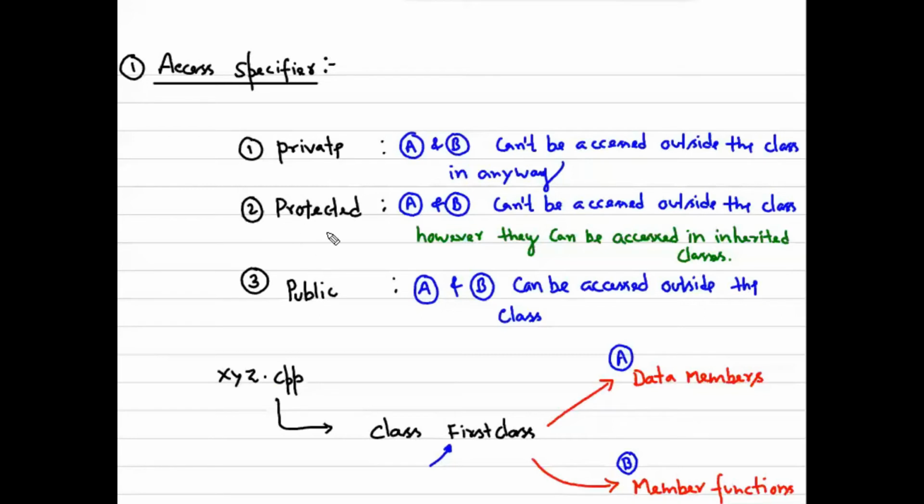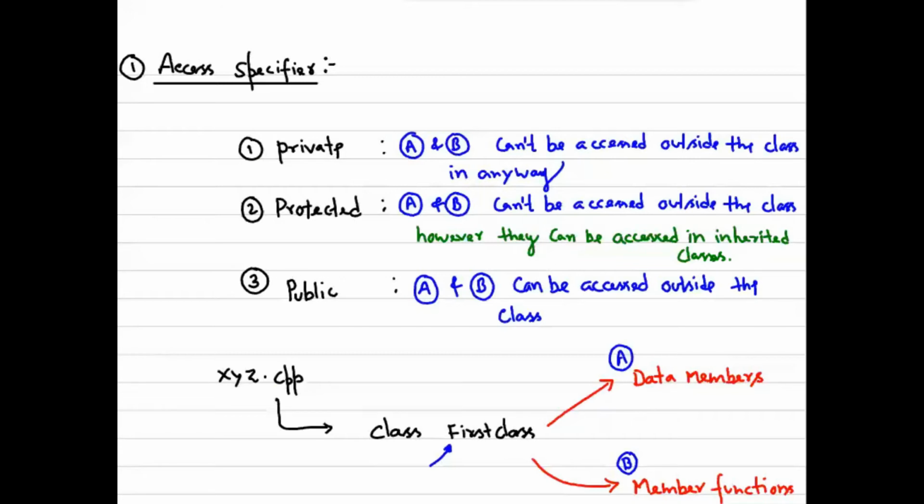In the case of protected, it is similar to private, but in one case your data members and member functions can be accessed if you inherit the class. So A and B cannot be accessed outside the class. However, they can be accessed in an inherited class. If you inherit that class, then you can definitely access your data members and member functions. In the case of public, as I said, A and B can be accessed outside the class. There is no issue with that.